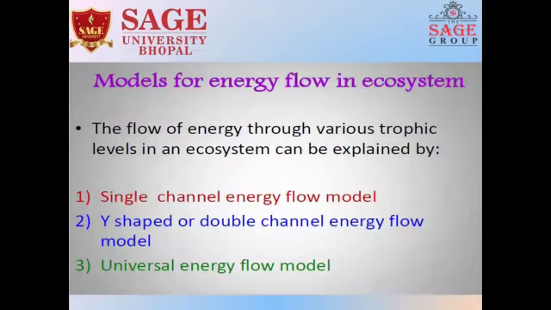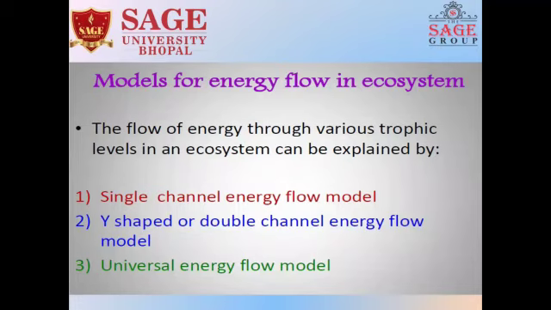Models for energy flow in the ecosystem. The flow of energy through various trophic levels in an ecosystem can be explained by the following models. One, single channel energy flow model. Second, Y-shaped or double channel energy flow model. Third, universal energy flow model.